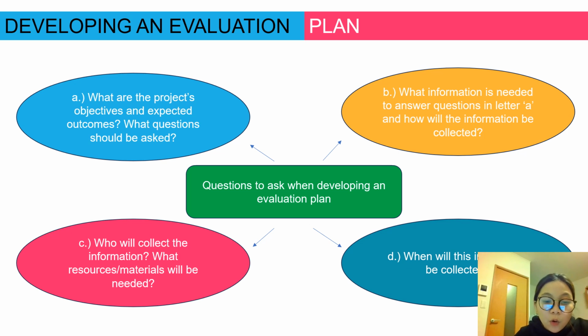And for letter C, who will collect the information? It is more cost effective to use existing human resources and platforms, if possible, to collect information. We are also asking the question, what resources or materials will be needed? So here you need to list who needs support in collecting the information from different sources and what support they need. For letter D, we have when will this information be collected? So here we need to create a timeline for data collection.